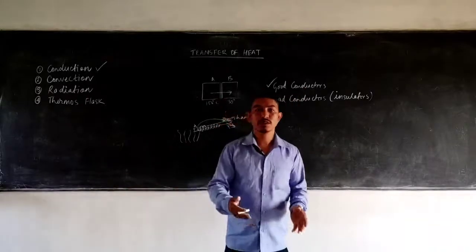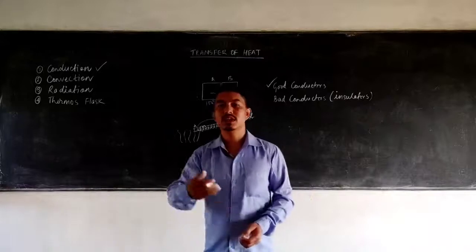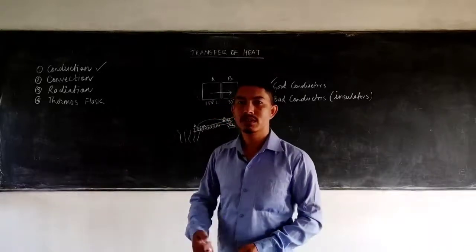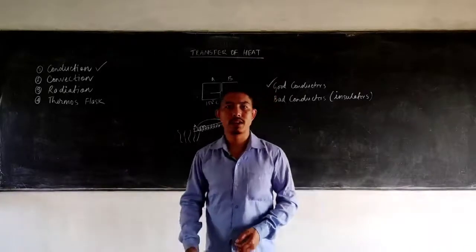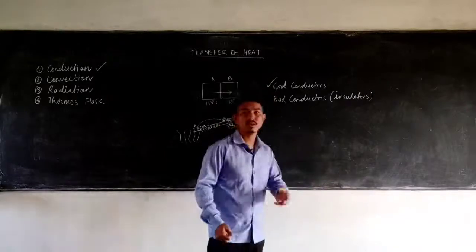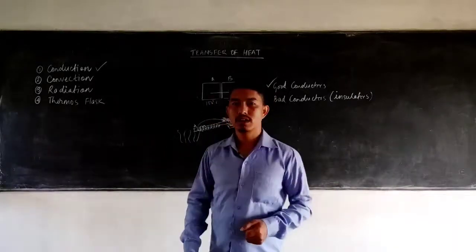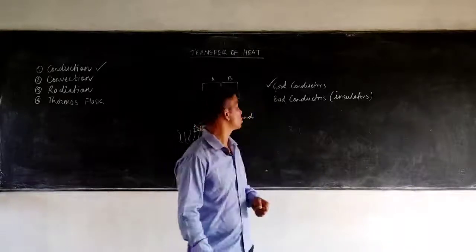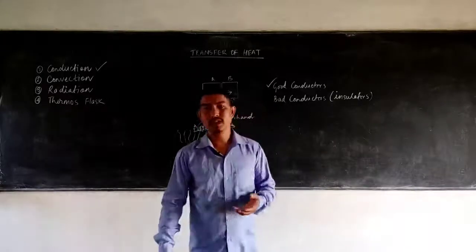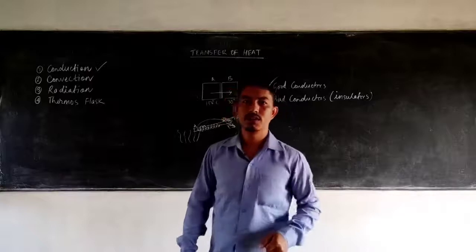The good conductors are usually used in places where heat transfer is required to happen rapidly, and the poor conductors are used in those cases where you do not want to feel the heat. Okay, so those are the applications of good conductors and bad conductors. There are many others which you may learn from your book as well.